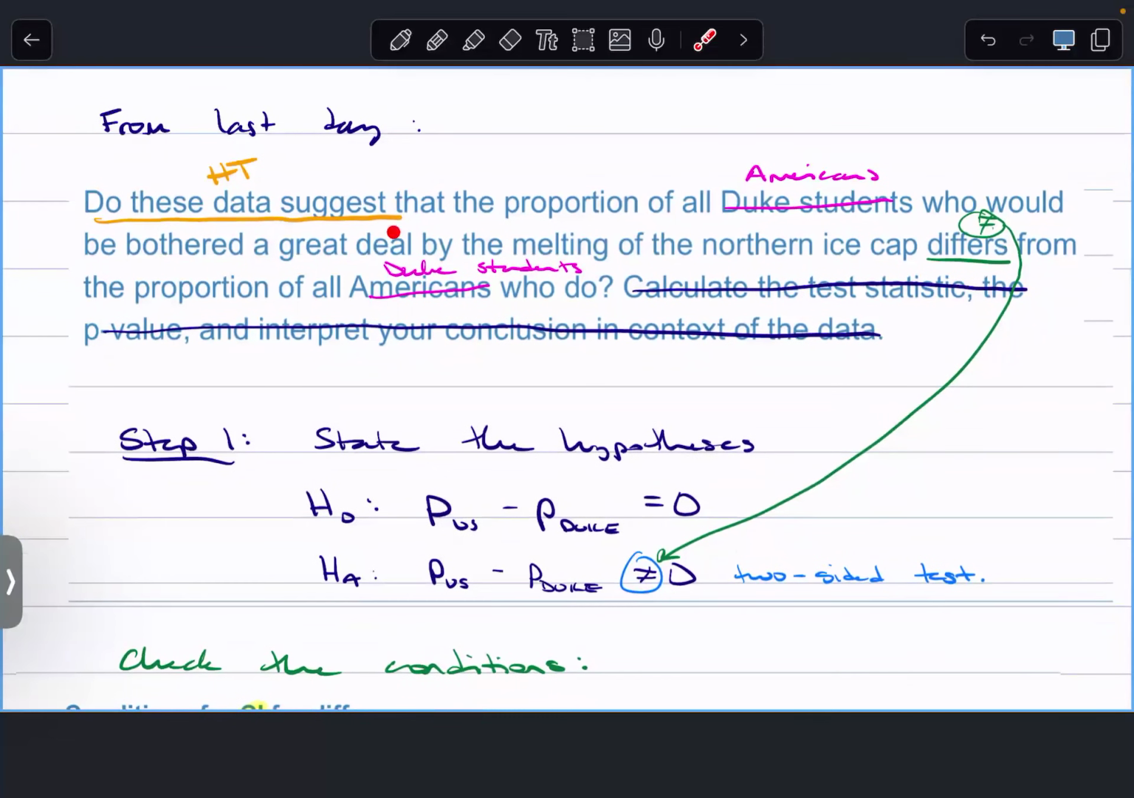So do these data suggest that the proportion of all Americans, and I swapped the samples just because of how we had the information, who would be bothered a great deal by the melting of the northern ice cap differs from the proportion of all Duke students who do. And so we stated our hypotheses.